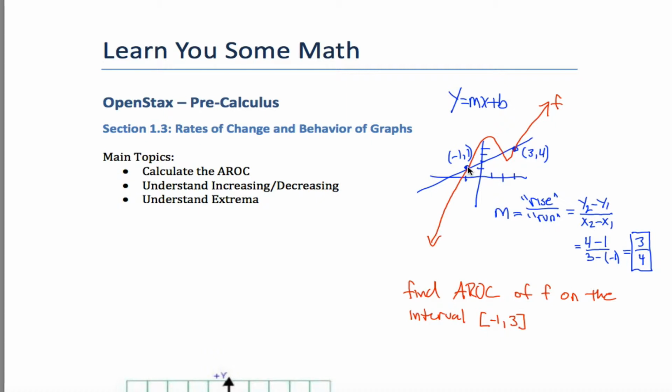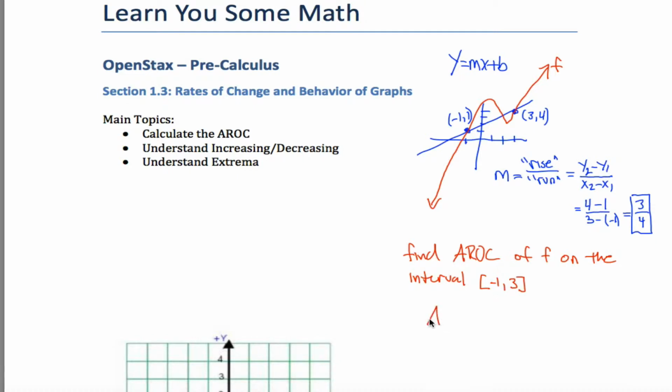The first point has an x-coordinate of -1, and the point on my red curve that has an x-coordinate of -1 is right here. And the next point has an x-coordinate of 3, and the point on my red curve with an x-coordinate of 3 is right here. So even if you didn't have this line in blue, if I just started you out with this red curve, and I didn't tell you any of the y-coordinates, just the x-coordinates, you can figure out the average rate of change, because all you're doing is this calculation you've done above.